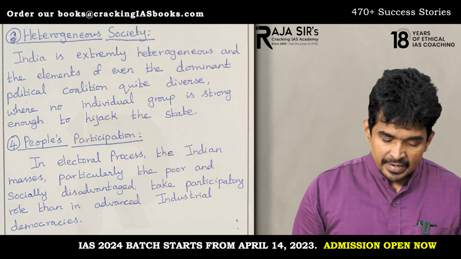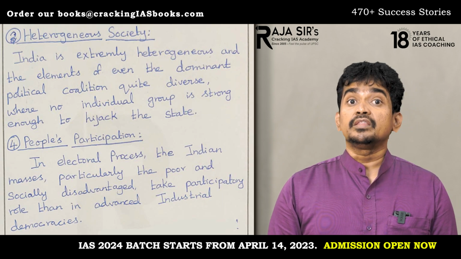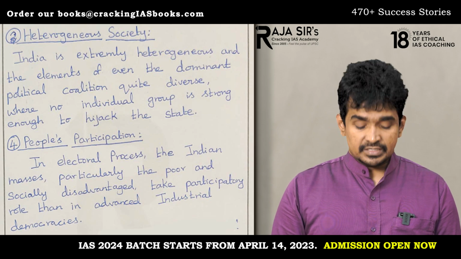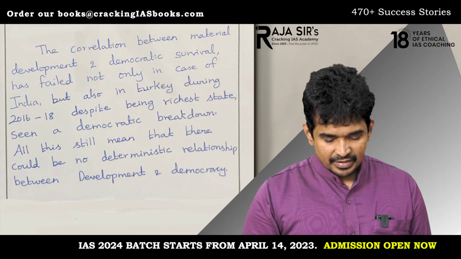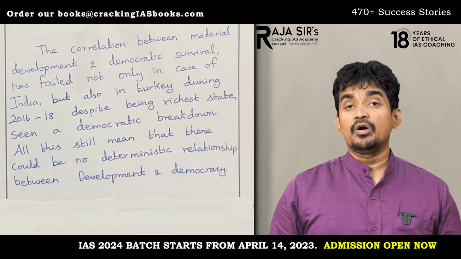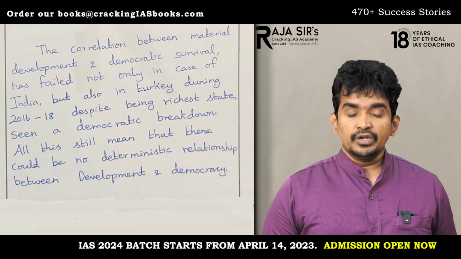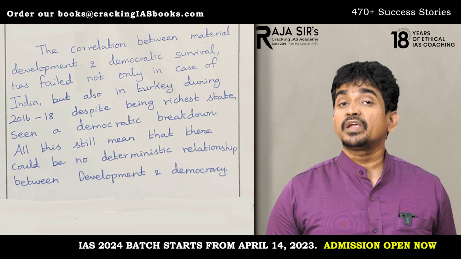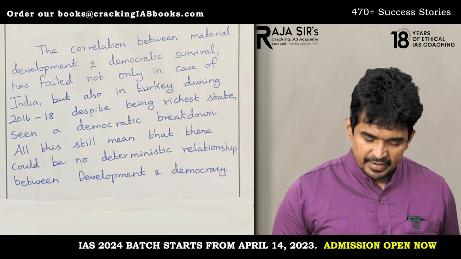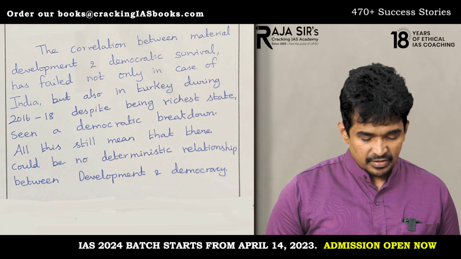Next, fourth subheading, people's participation. In electoral process, the Indian masses, particularly the poor and socially disadvantaged, take participatory role than in advanced industrial democracies, right? So the last paragraph: the correlation between material development and democratic survival has failed not only in case of India but also in Turkey during 2016 to 18, which, despite being richest state, saw a democratic breakdown. All this still mean that there could be no deterministic relationship between democracy and development.